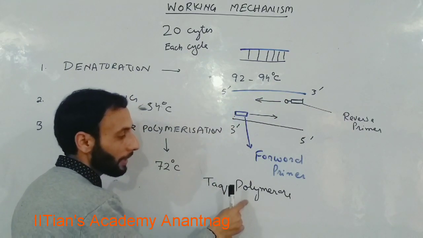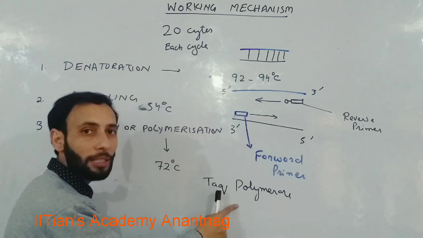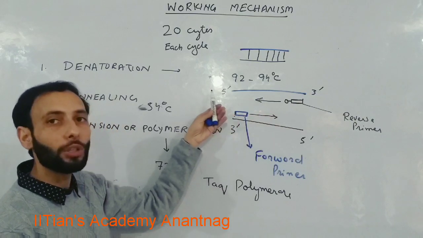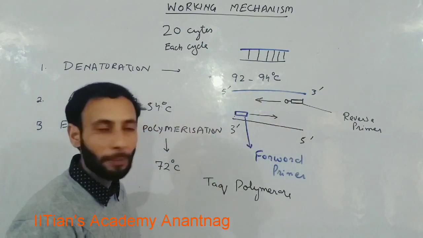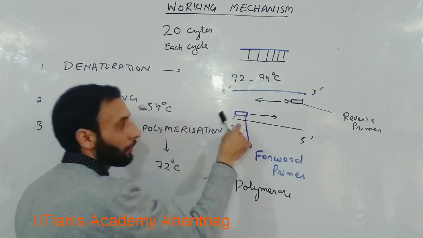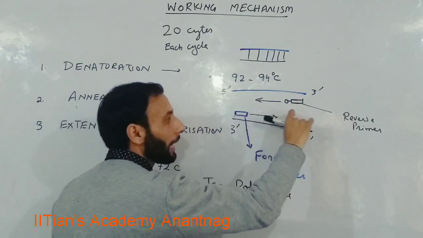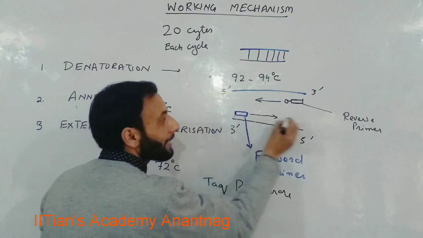This Taq polymerase is actually a DNA dependent polymerase. DNA dependent polymerase means that it will read the DNA, and after reading the sequence of DNA, it will keep on adding the new nucleotides. Similarly, it will read this other DNA template and keep on adding new nucleotides, so that this primer is extended.